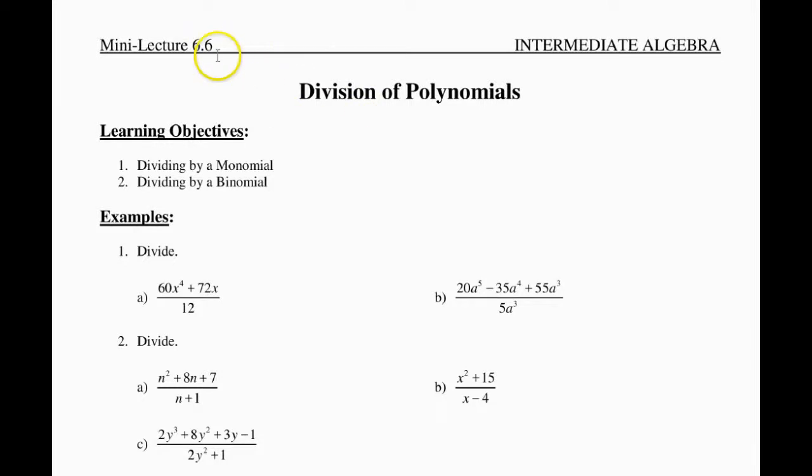Going on now to topic 6 of chapter 6, division of polynomials. We're going to show you the method for dividing by a monomial and then later by a binomial.